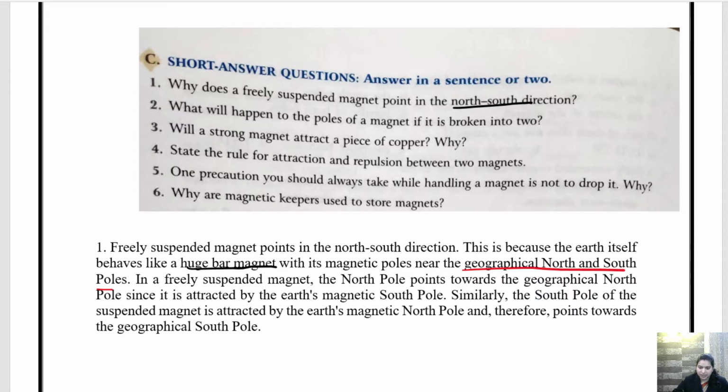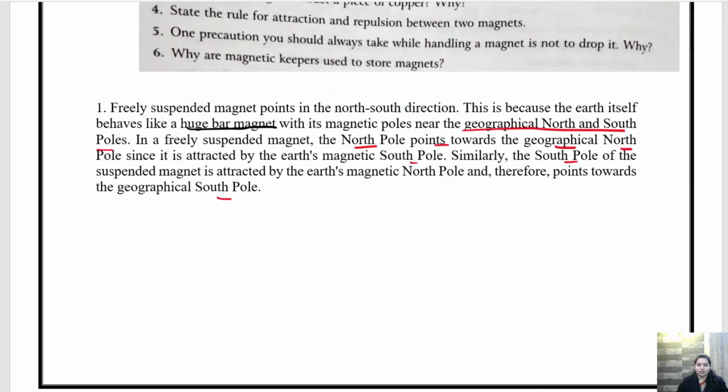In a freely suspended magnet, the north pole points towards the geographical north pole since it is attracted by the earth's magnetic south pole, isn't it? Similarly, the south pole of the suspended magnet is attracted by the earth's magnetic north pole and therefore points towards the geographical south pole. So that is why the magnet stands just opposite to the geographical north and south pole. This is the reason why the magnet always freely suspends in the direction of north and south.